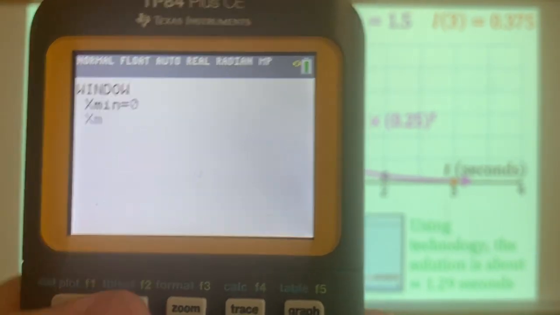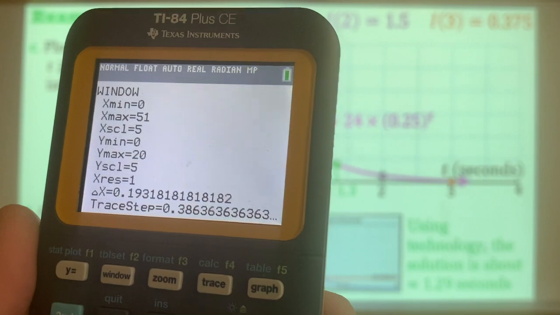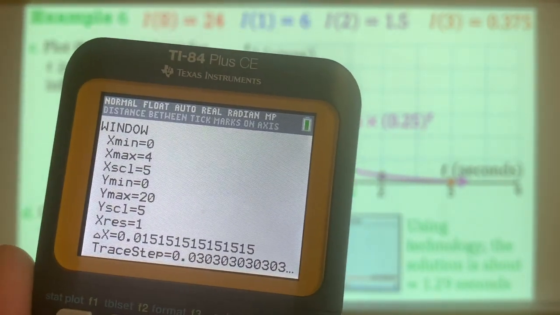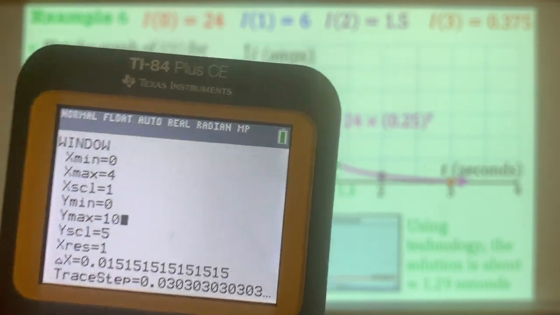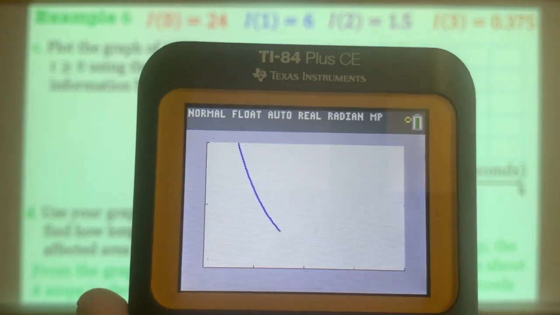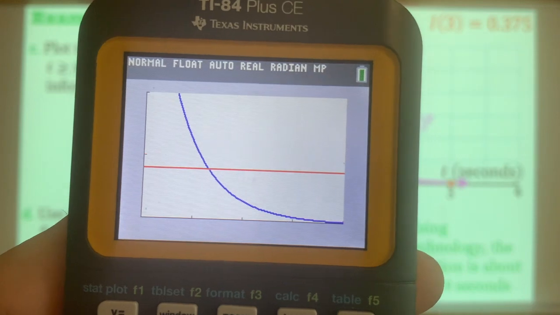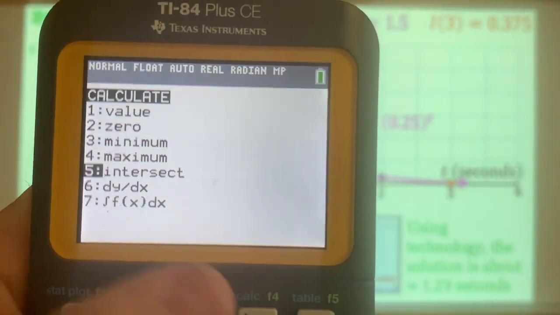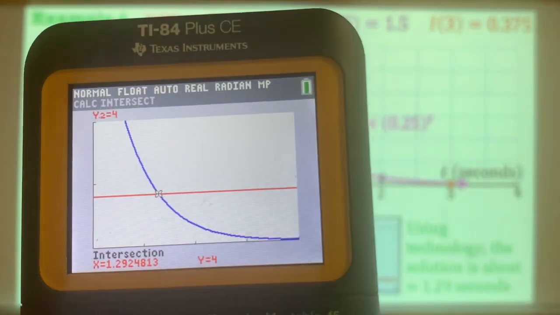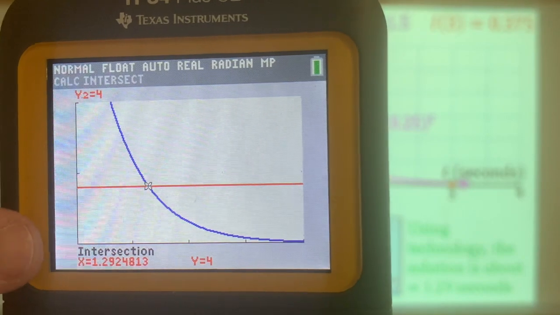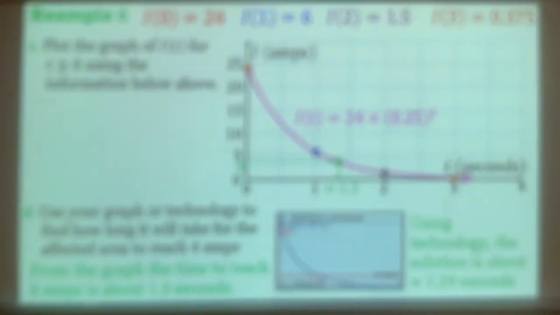Okay, my window. My x is from 0 to 4. Make my scale 1, I guess. My y could be 0 to 10. It doesn't really matter because we're going to 4 anyway. So there's my graph. There's the other piece. Second trace. Intersect. Enter, enter, enter, enter. And as you can see right here, my x is 1.29 seconds. All right, that's that.